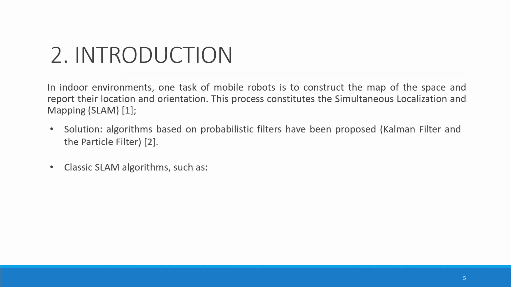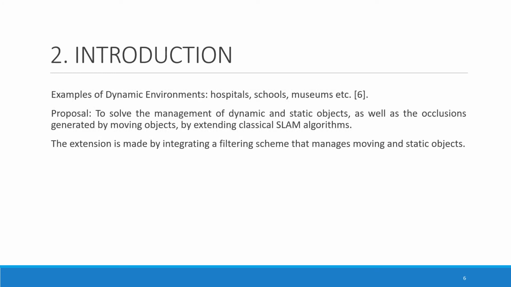To solve the SLAM problem, algorithms based on probabilistic filters have been proposed, such as the Kalman filter and the particle filter. These are base methods for the implementation of various classic SLAM algorithms, such as Gmapping, TinySLAM, and IEEE-SLAM. However, in dynamic indoor environments, moving objects induce the SLAM process to collapse or diverge. Moving objects should not be taken into account to generate the map, and the occlusions that they generate should be solved. A few examples of dynamic environments are hospitals, schools, and museums.